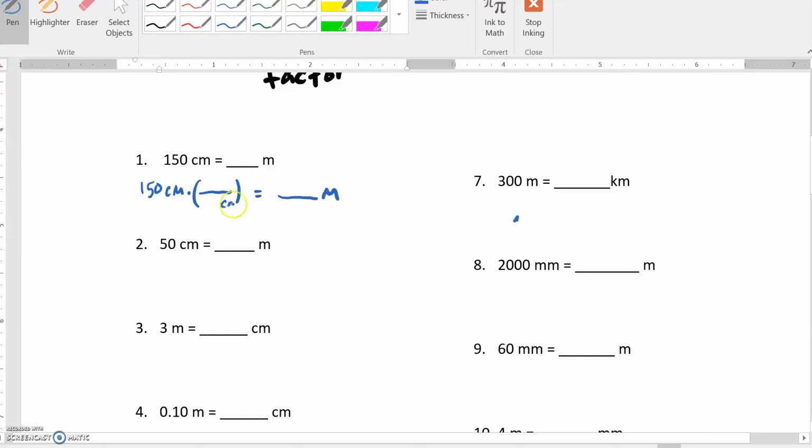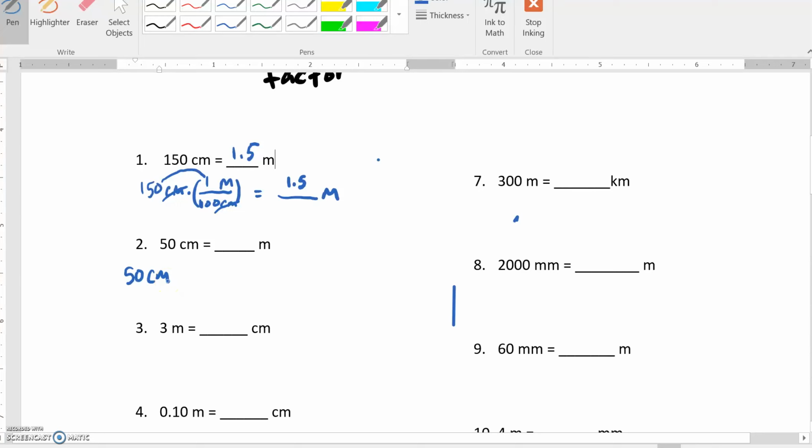Well, I'll put centimeters down below and meters up top so that centimeters will cancel out. And I know that 1 meter is 100 centimeters. And now when I do the math, 150 times 1 is 150 over 100 is 1.5. And yes, 150 centimeters is 1.5 meters. Let's do one more.